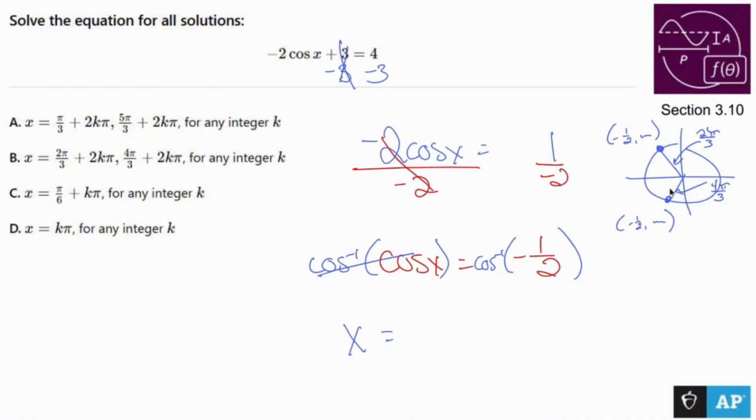So the two first angles that this happens at are going to be 2 pi over 3. I'm going to leave a space. And then the second one is 4 pi over 3.